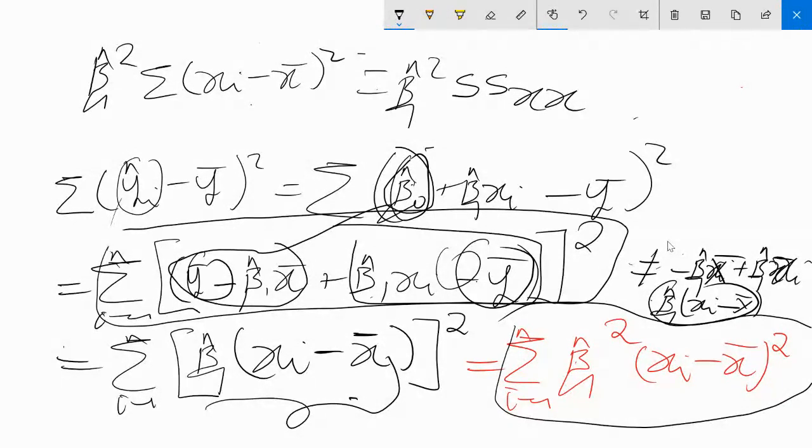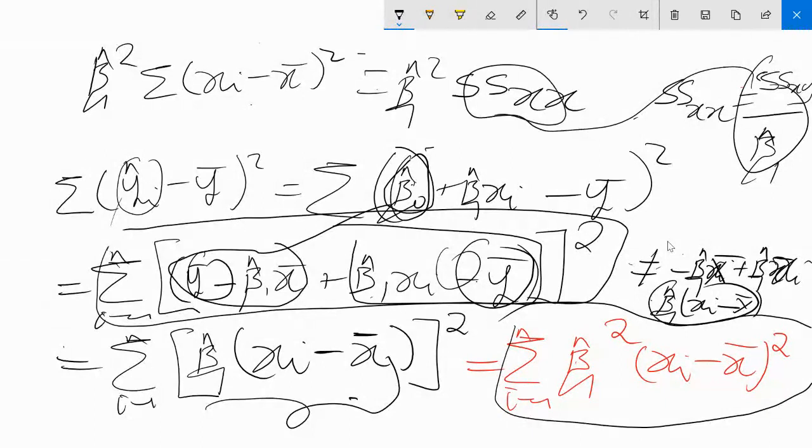And we know our SSXX is equal to SSXY divided by beta 1 hat. So we can take this and replace it here. So this beta will cancel one here, and we'll be left with beta 1 hat multiplied by SSXY. And that completes the proof.